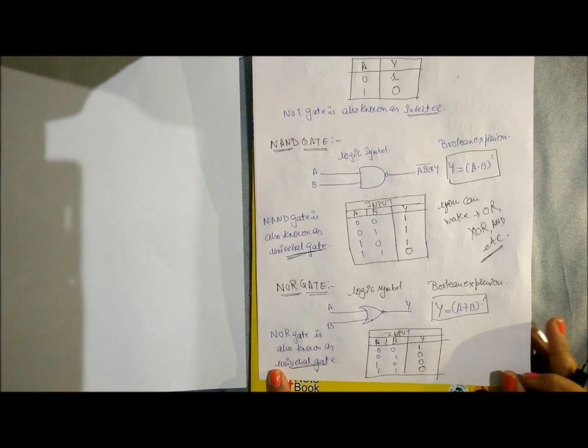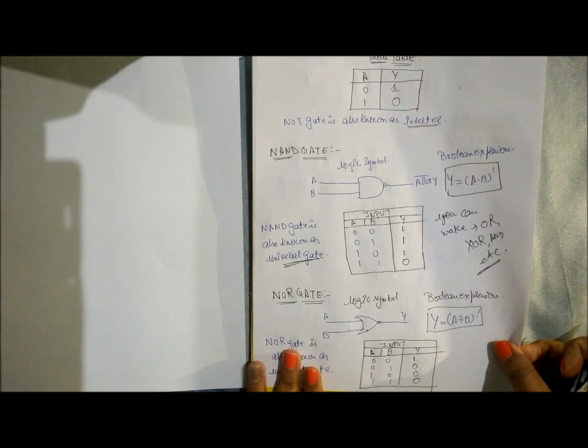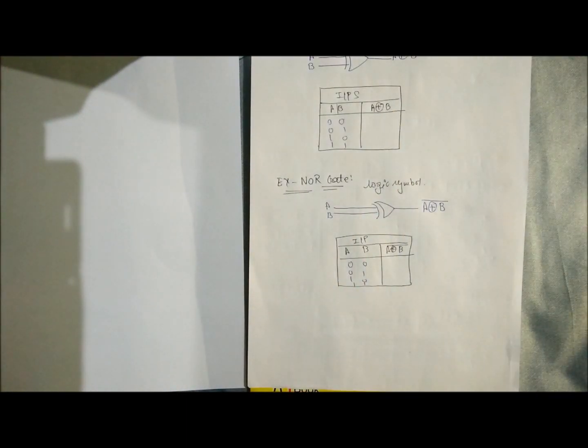Please do remember, sometimes it is asked in exam: please tell us what are the two universal gates. The two universal gates are NAND gate and the NOR gate. Now next there are two gates, that is XOR and XNOR.